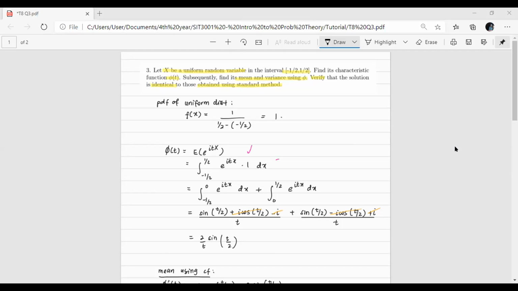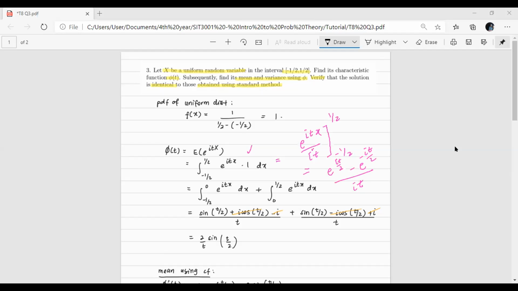Actually over here, you don't need to use Wolfram Alpha to do this. In fact, this is just e^(itx) over it. As I mentioned, although this is a complex integral, you can pretend that the i is a real constant and use the machinery of real integration. You will get the same result. So you basically just put in here and you will get e^(it/2) minus e^(-it/2) over it.